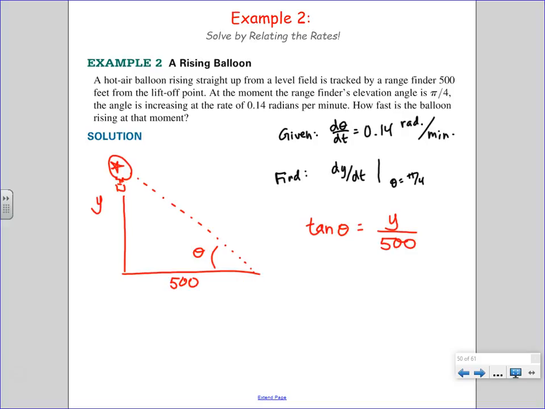Another way of seeing it is 1 over 500 times y, right? So if I'm taking d dt, I can have secant squared of theta, d theta dt, equals 1 over 500 dy dt. What did I do? Remember, I multiplied the 500. I forgot to, and now I'm going to plug and chug and solve.